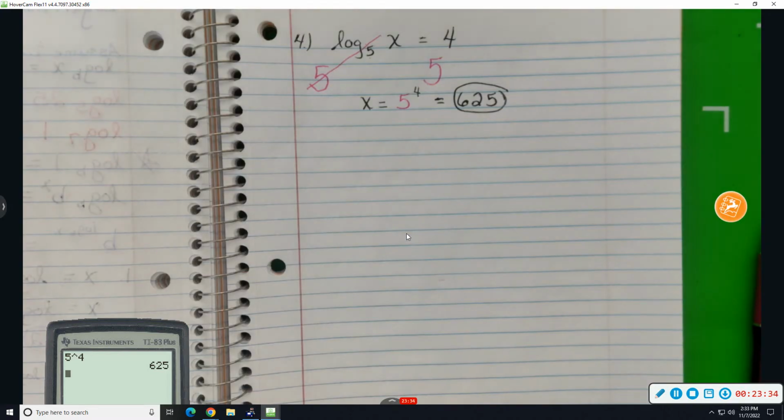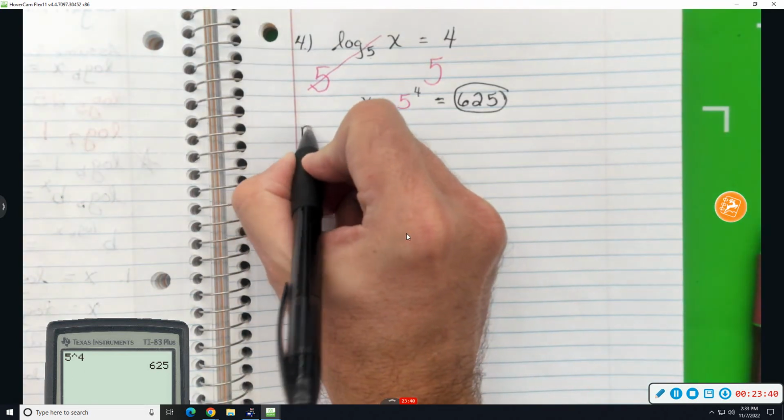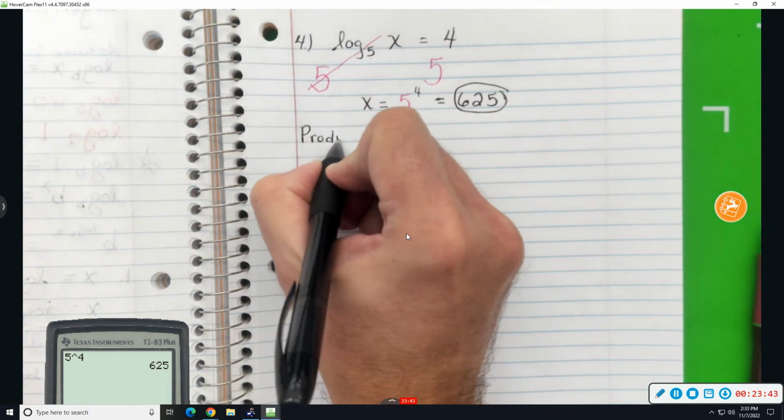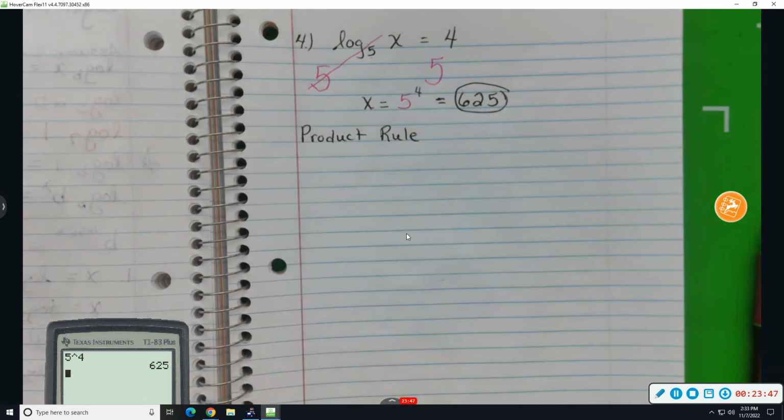Now there are 3 rules of logarithms that have special names. I'm going to write those 3 rules down, and then we're going to discuss them and do an example using all 3 of them.